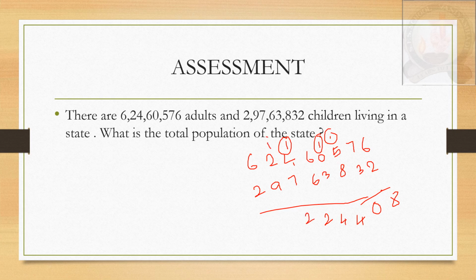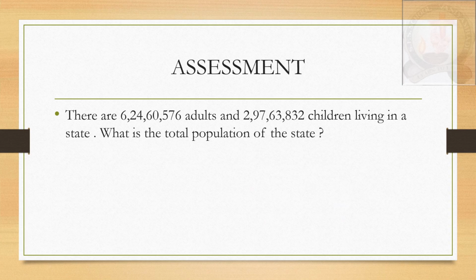So 1 plus 4 is 5, 5 plus 7 is 12. For 12 write 2, 1 carry to the next digit. So 1 plus 2 is 3, 3 plus 9 is 12. For 12 write 2, 1 carry to the next digit. So 1 plus 6 is 7, 7 plus 2 is 9. So if you put comma here, the total population of the state is 9 crore 22 lakh 24,000. Let us start the answers.